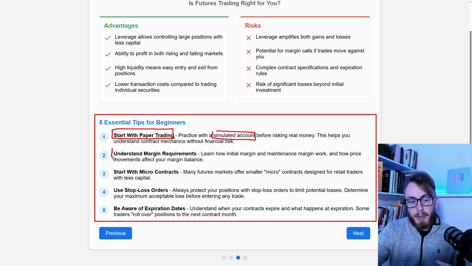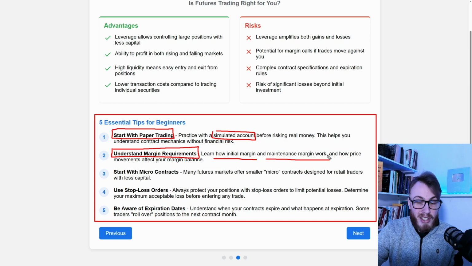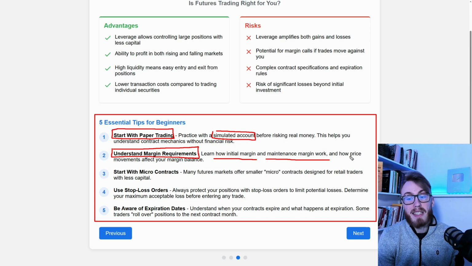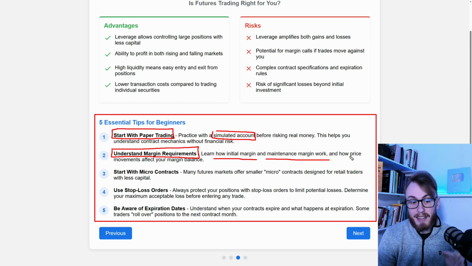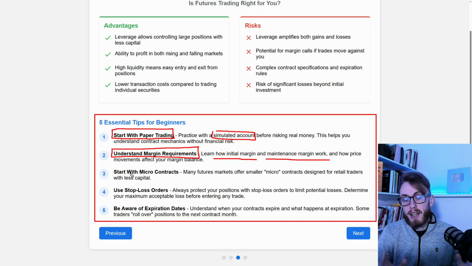I also highly recommend that you understand margin requirements before you start trading futures. So you want to learn about how initial margin and maintenance margin work. I definitely want to make a video going into more detail about this in the future. But for now, I highly recommend to just check out my video on leverage.